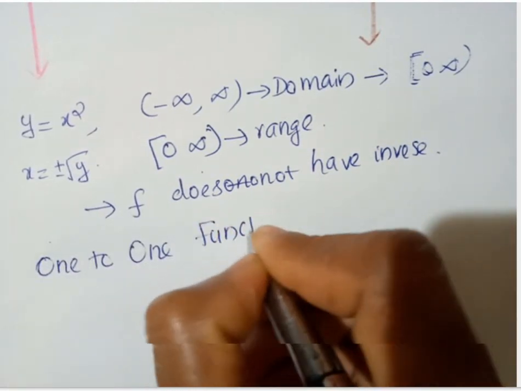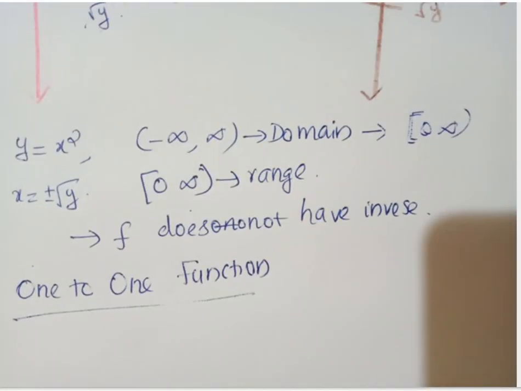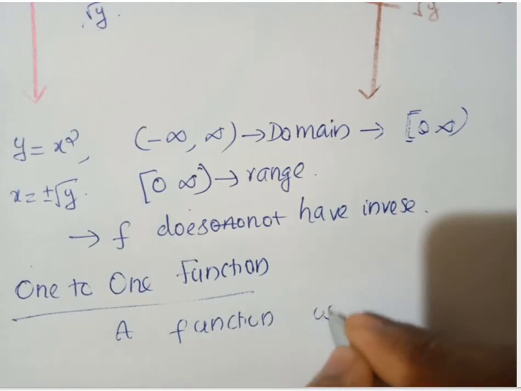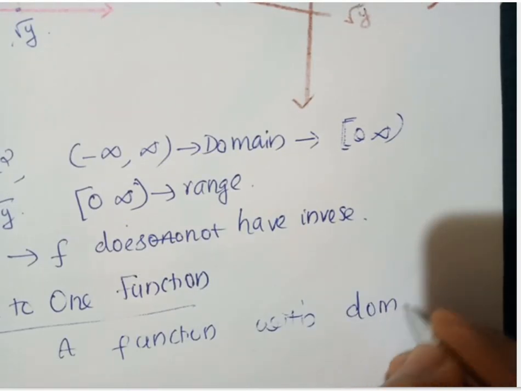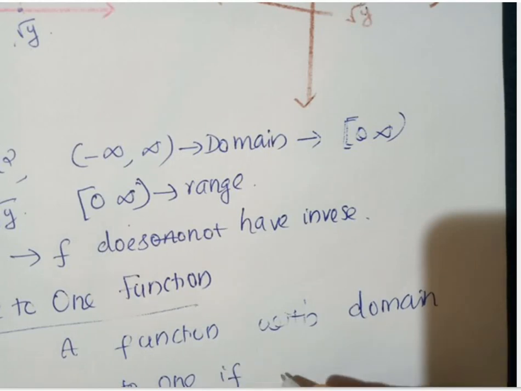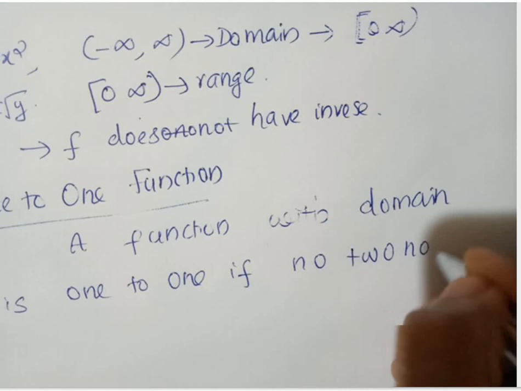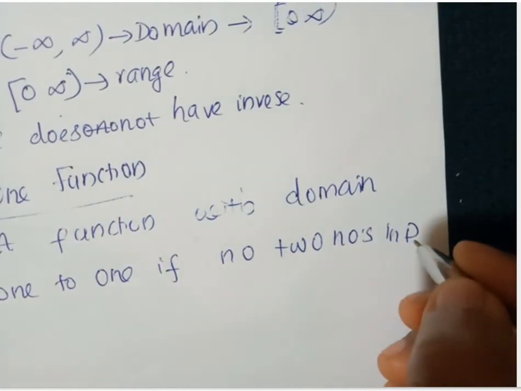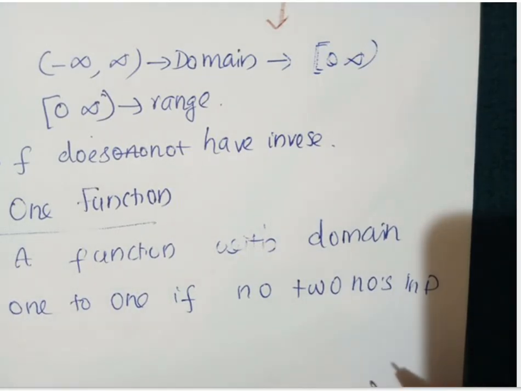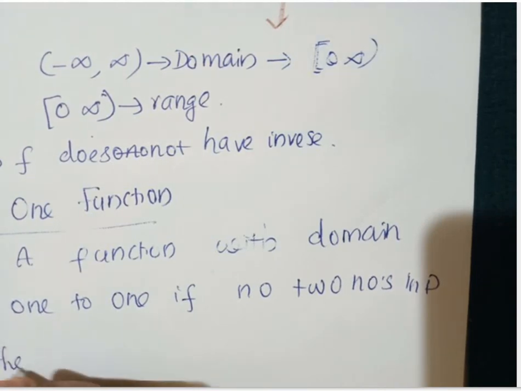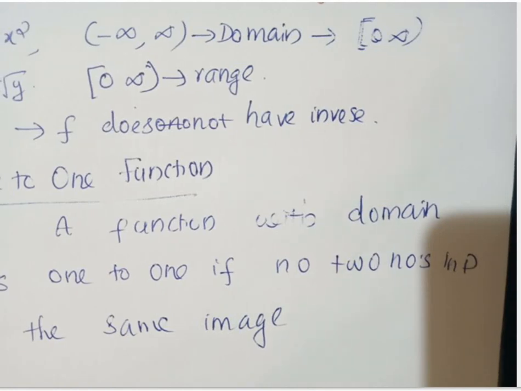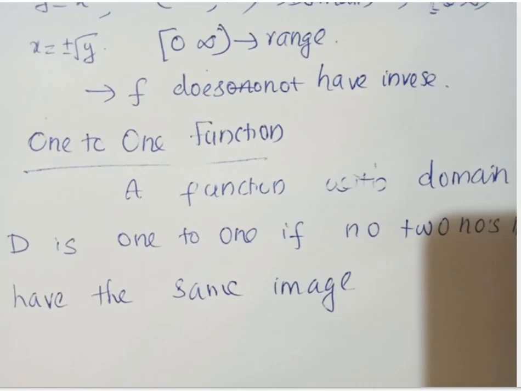One-to-one function. A function with a domain D is one-to-one if no two numbers in D have the same image. A function with a domain D is one-to-one if no two numbers in D have the same image.